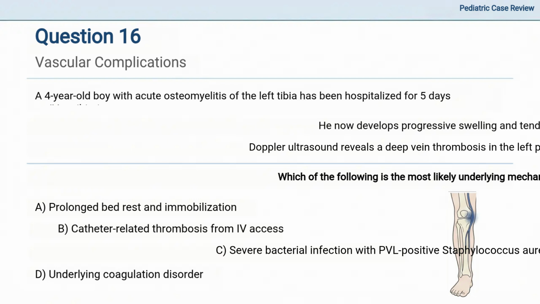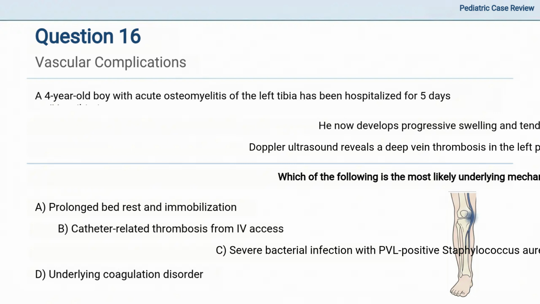Case 16. A 4-year-old boy with acute osteomyelitis of the left tibia has been hospitalized for 5 days on intravenous antibiotics. He now develops progressive swelling and tenderness in the left calf with pitting edema. Doppler ultrasound reveals a deep vein thrombosis in the left popliteal vein. Which of the following is the most likely underlying mechanism for this complication?